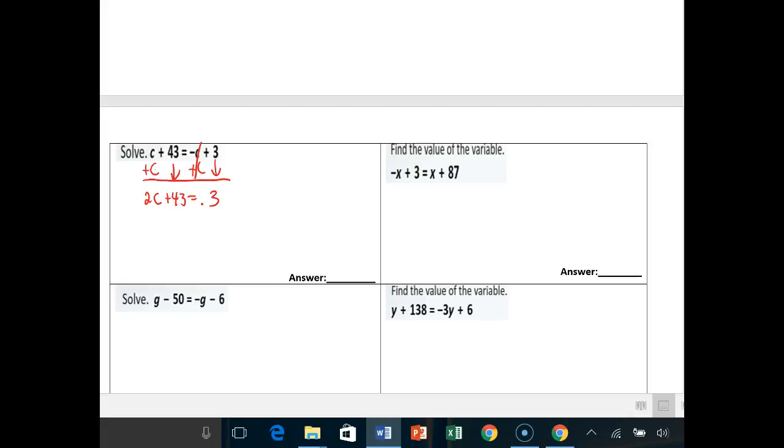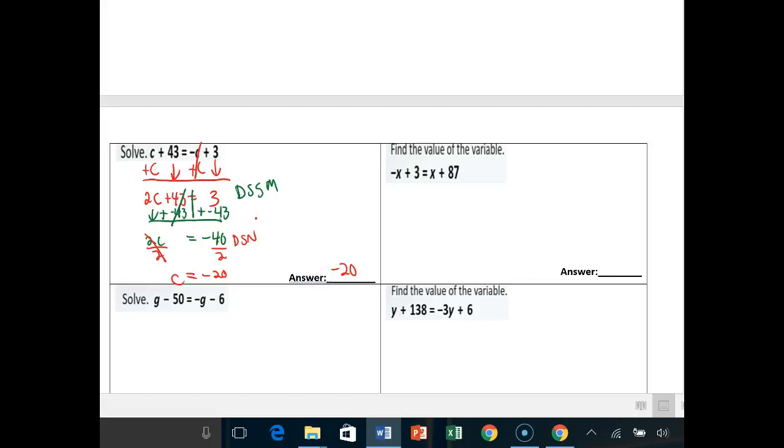So now, look, I have a two-step equation: 2c plus 43 equals 3. I add negative 43 to both sides. This is a DSSM, different signs, subtract, keep the sign of the one we have more of. So cross those out. 2c is equal to 43 minus 3, which is 40, but since I had more negatives, I'll say negative 40. Then I finish it off by dividing by 2. So c is equal to negative 40 divided by 2, which is negative 20. Different signs, negative on that division problem.